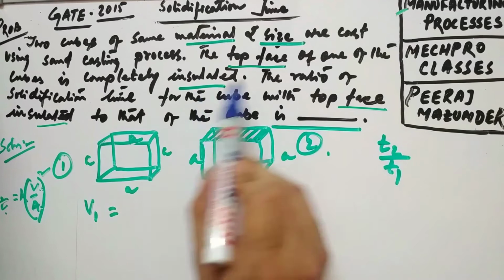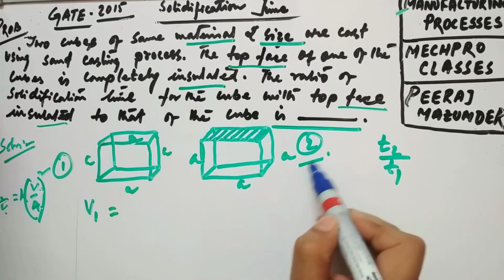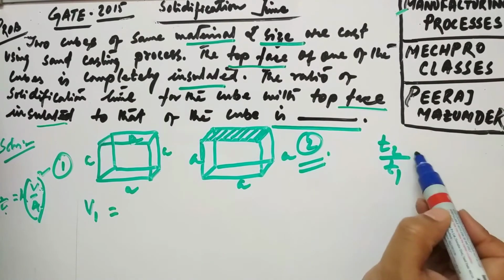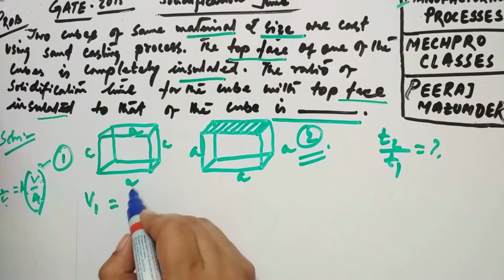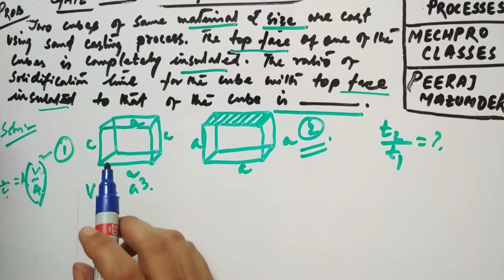Look, it says the ratio of solidification time for the cube with top face insulated. So I have taken the top face insulated as 2. So T2 by T1 we have to calculate. Now V1, for this one we are having A cube simply. You know already how to find the volume of a cube.